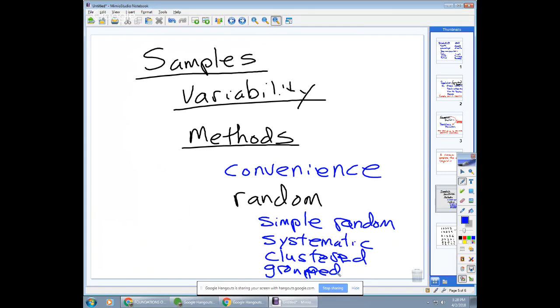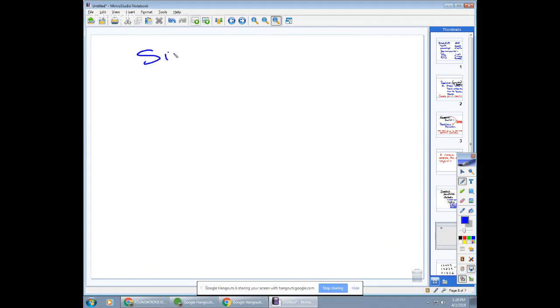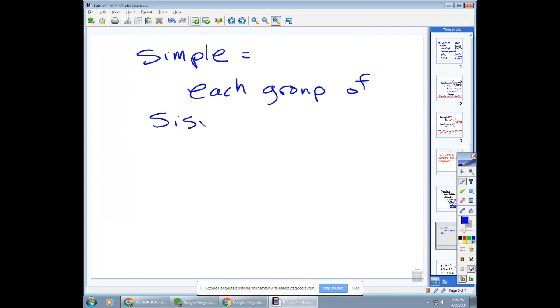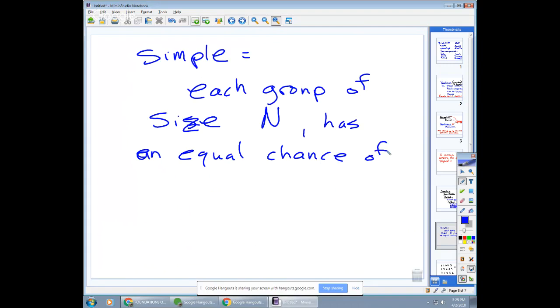So a simple random sample: each group of size n has an equal chance of selection.